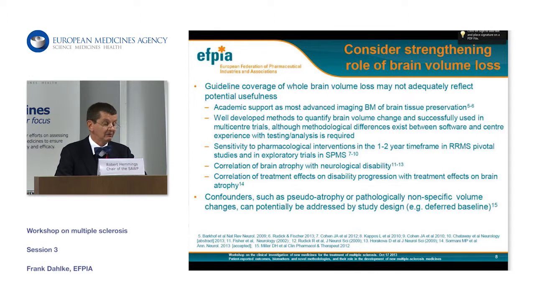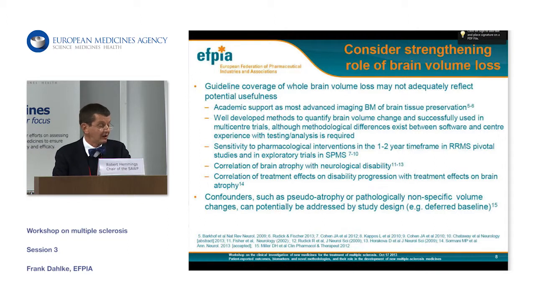There are well-developed methods around, at least at some specialized sites, to quantify volume change successfully, and this has been done in multi-center clinical trials in several instances. Though we have to concede that there are still methodological differences between the methods used, nevertheless, within a method, if that is used consistently, that would make sense. In those trials, and this is important for drug development purposes, obviously, sensitivity to pharmacological interventions in the 1 to 2 year time frame in relapsing MS has been shown, as well as in exploratory trials in SPMS.